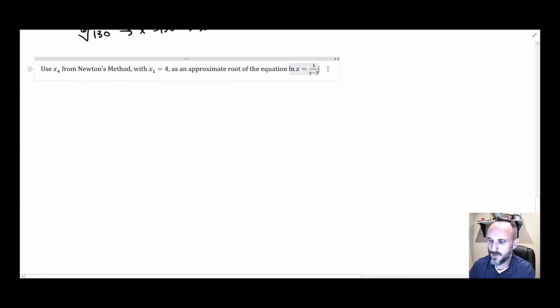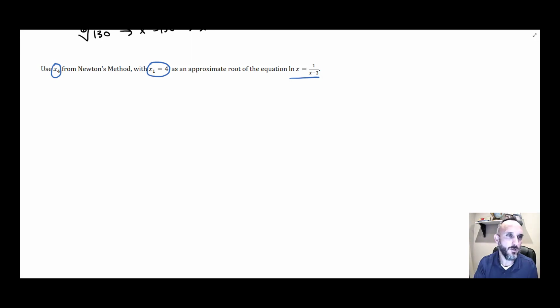Okay. So we want to use Newton's method to find the fourth approximation with x sub 1 equals 4 to get a solution to this equation, an approximate solution. Okay. So how do we take an equation and turn it into a function?